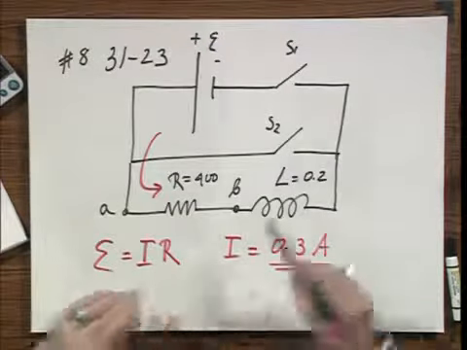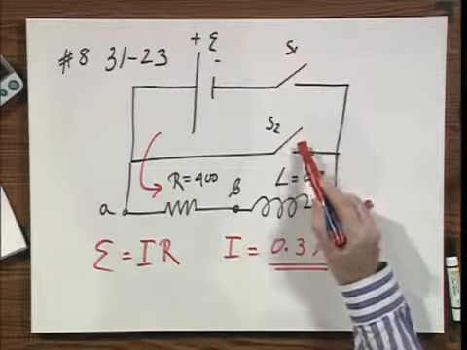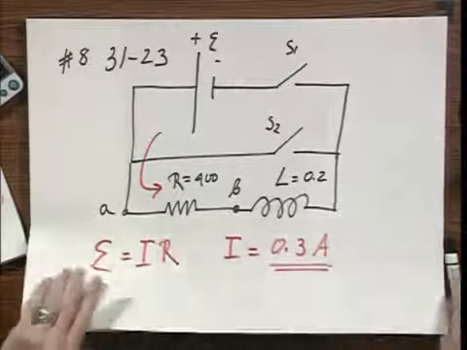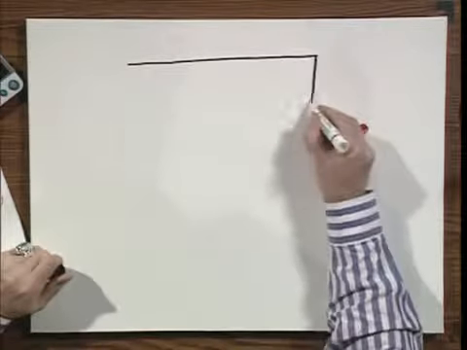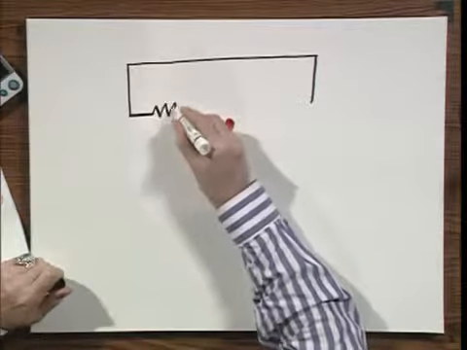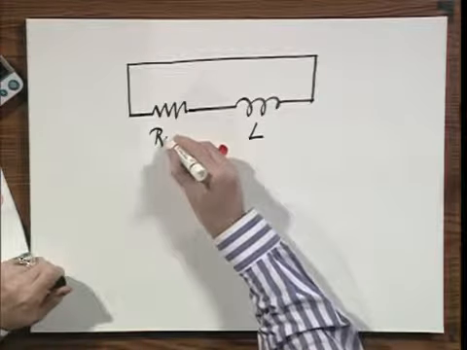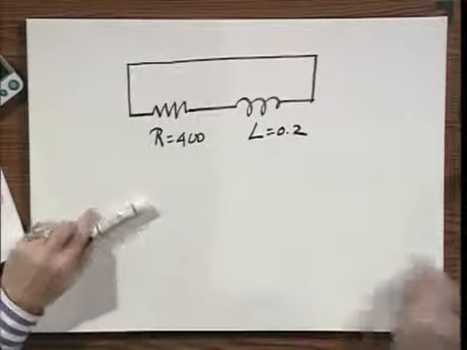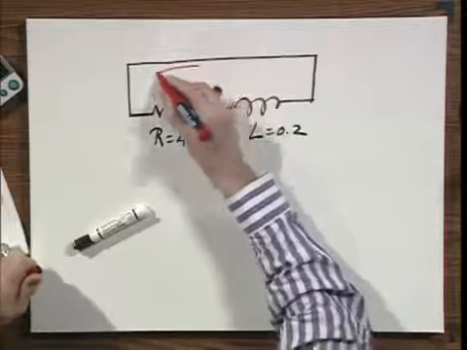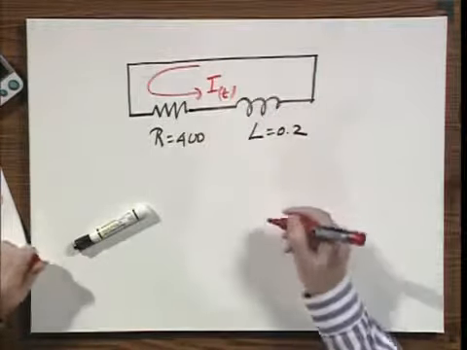At that moment, I close S1 and I open S2, and let's assume I can do that at one and the same time. So my circuit now looks rather different. I now have a circuit that looks like so. R, L, 400, 0.2, and I have at one particular moment in time, and the current changes with time, the current will decrease in time, I of t.